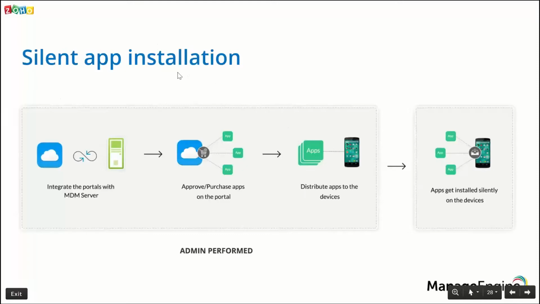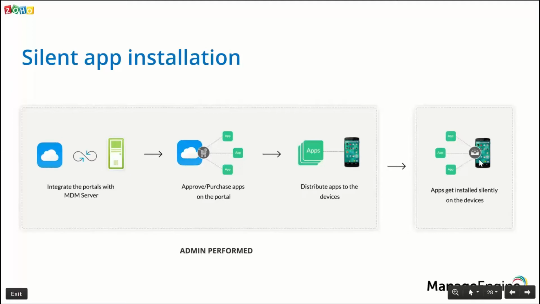So this is how silent app installation works in MDM. First, you need to integrate the portals, that is your ABM portal or your Manage Google Play portal, along with the MDM server. Once you have done this, you can then go ahead and approve or purchase apps on the respective portals. These apps will then get automatically added to your app repository because of the integration that we would have done earlier. So now that your apps are in the repository, you need to distribute them to your devices, after which they will get silently installed on the devices.